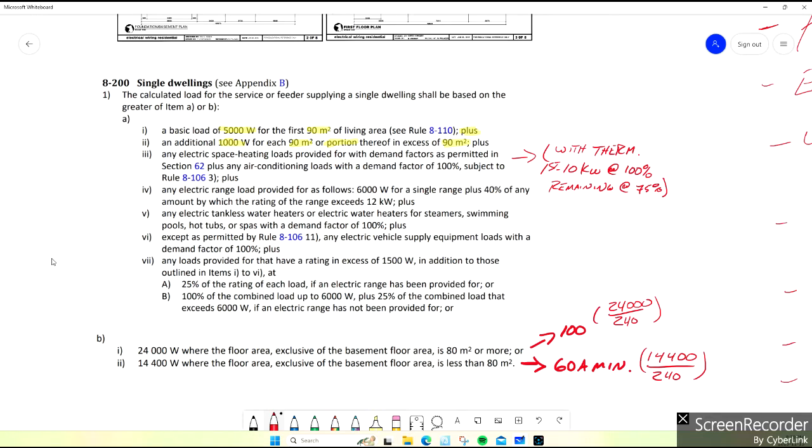Okay, the next tricky one that people get hung up on here. Oh, before I move on, let's go back to here. So that took care of the heating loads. Then it says plus any air conditioning loads with a demand factor at 100%. So heating, air conditioning, 100%. The only time heating is not 100% is when they have individual thermostatic control. But this continues on and says subject to 8-106, sub rule 3.